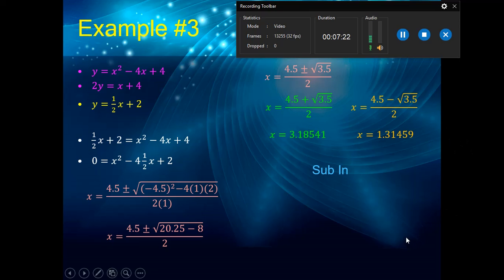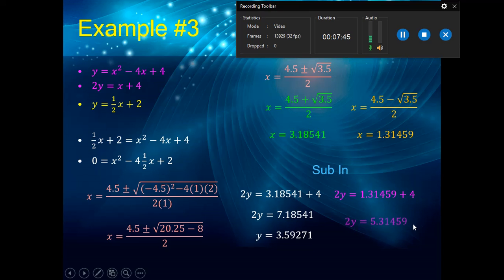When I sub it into the linear equation, I am going back to the original. The first time I'm replacing x with 3.18541, and now I'm going to divide by 2. And logically, we're getting another decimal. Let me sub in the factor of 1.31459 for x. As I work through it and divide by 2, there's my other y value. So this ordered pair does exist.